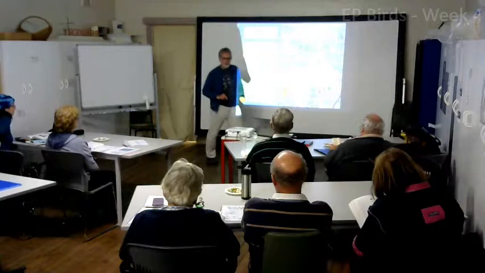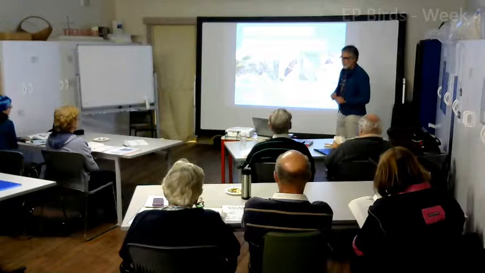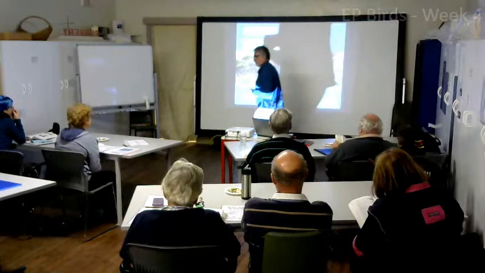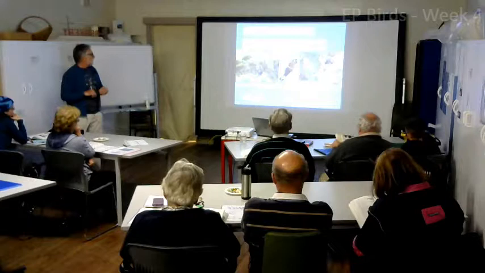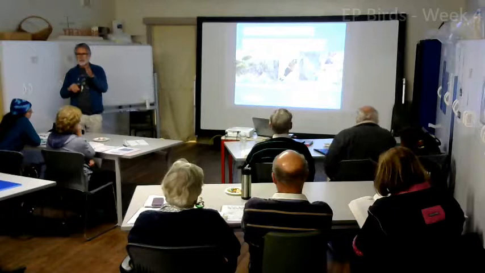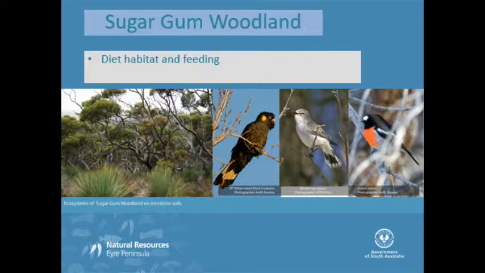Now, if you're looking at something like southern Eyre Peninsula, there's particular types of habitat or vegetation associations that always have certain birds associated with them. And sometimes you've got particular species that tie in. And in the case of a sugar gum woodland, there's a couple of species that are really quite specific to them.